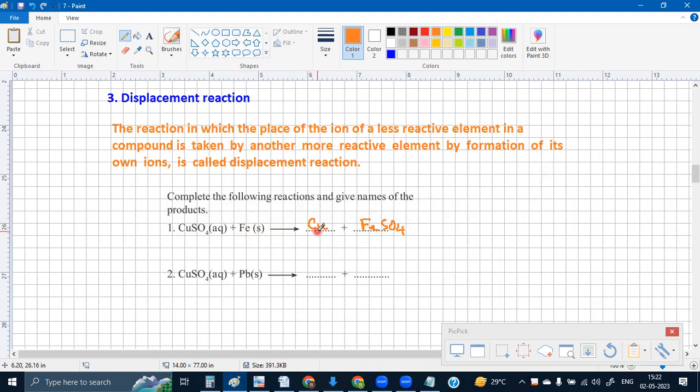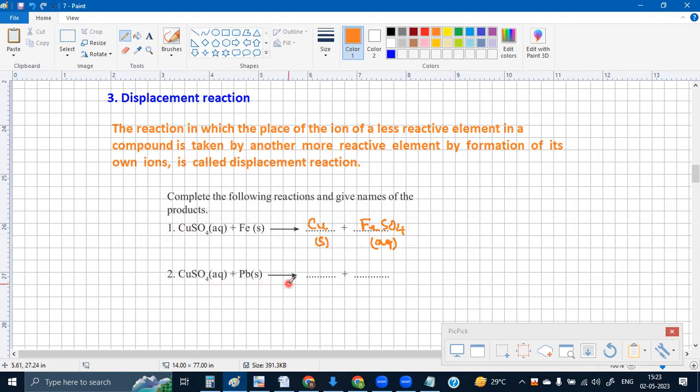The physical states over here: copper metal is formed, obviously solid. And FeSO4, this is aqueous. Copper sulfate is a blue solution while FeSO4 is a green solution. So if you put iron nails in the solution of copper sulfate, after some time you will be able to see the solution has become green and the iron nails have coated with reddish brown copper metal.